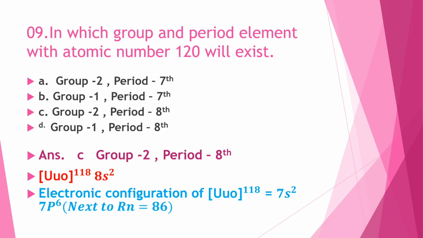So 120 belongs to the s block, and 2 electrons in the s subshell refer to an alkaline earth metal. So its group is group 2, and the outermost shell is 8, that is, it belongs to period 8. So 120 belongs to group 2 and period 8. C is the correct option.